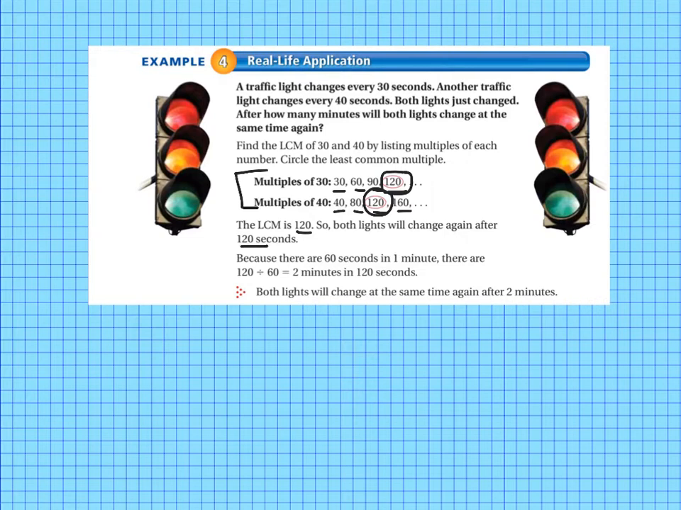However, the question asked after how many minutes. So you have to take your seconds and convert them to minutes. Because there are 60 seconds in 1 minute, there are 120 divided by 60 equals 2 minutes in 120 seconds. Both lights will change at the same time again after 2 minutes.